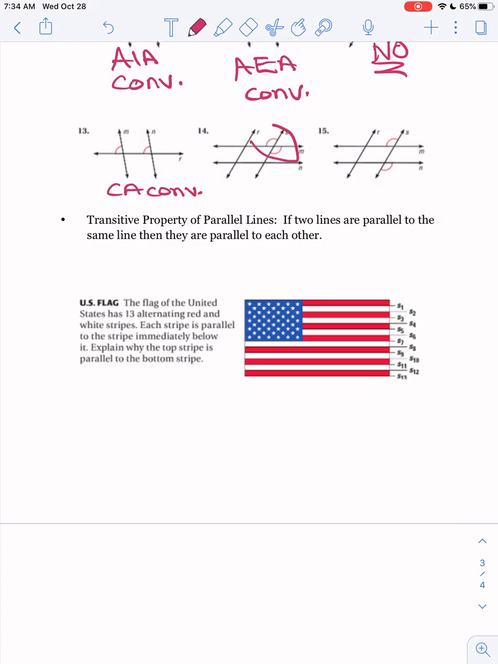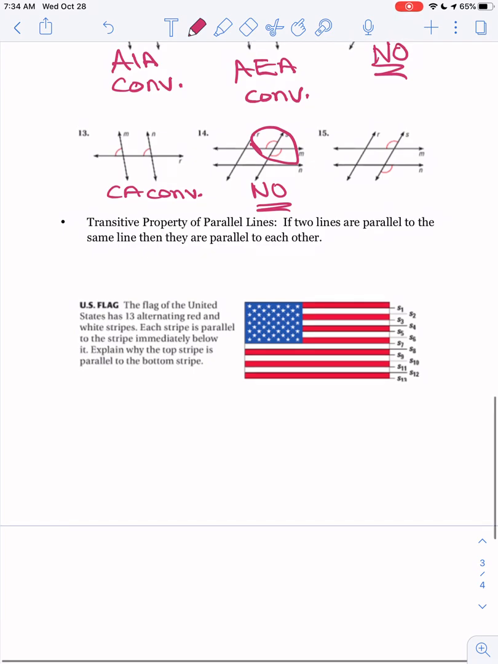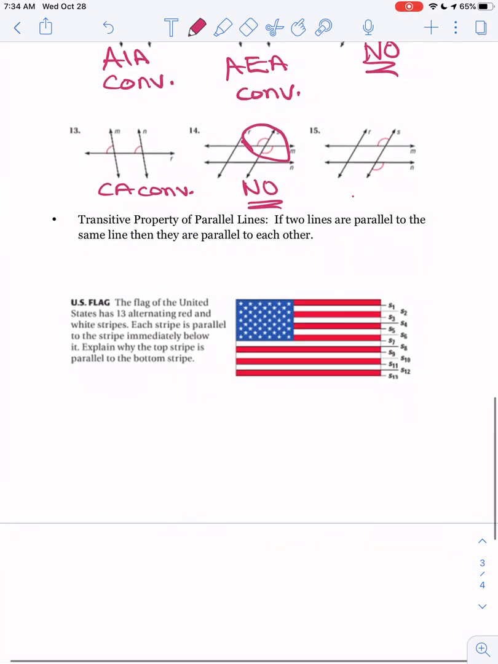Number 14, those look like vertical angles. They surely are congruent, that's true, but that's not enough information to prove that the lines are parallel. It doesn't even touch line N. So we're going to say nope, not enough information. And then finally, number 15, those look like alternate exterior angles. So that's the AEA converse. They threw another transversal in there to try to trick us, but it has nothing to do with it. We're still trying to prove that lines M and N are parallel.